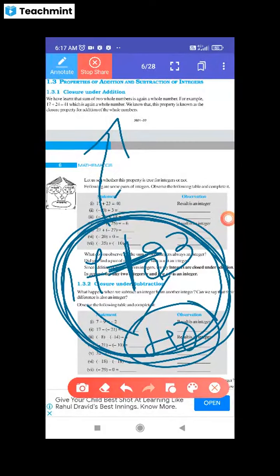What do we call this property? Closure property under addition. Understood?